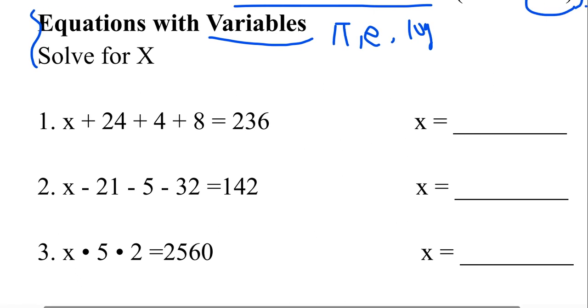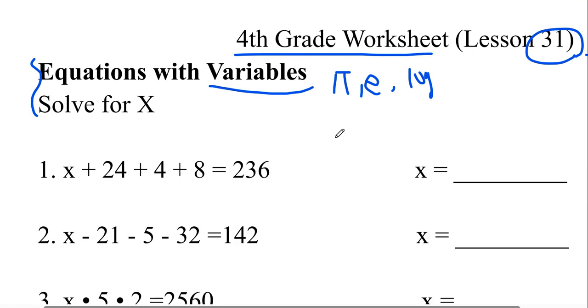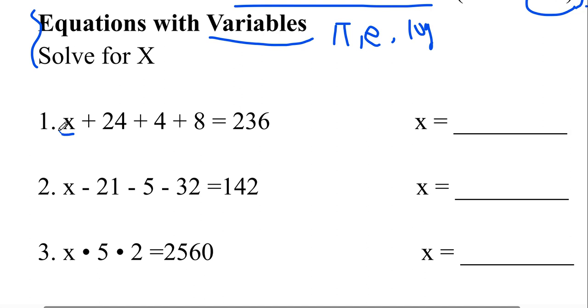So your main goal for solving for a variable is to leave your variable isolated, meaning it has to be by itself. So if you add everything here, then this becomes 36, and you have x behind. So if you want to isolate x, then you have to subtract 36, which is equal to 200.